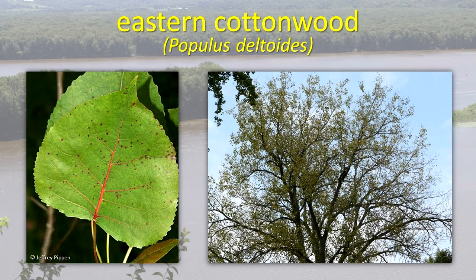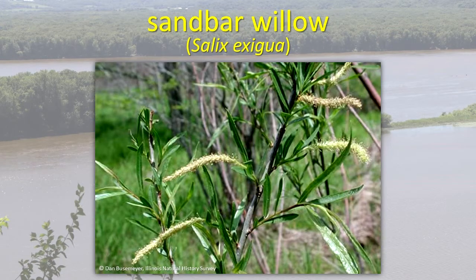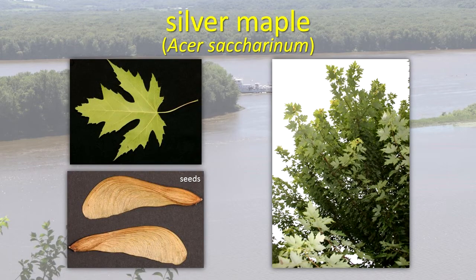Eastern cottonwood trees can grow to 100 feet tall. When they are young, the bark is smooth and gray, and as they age, it becomes furrowed. The leaves are triangular in shape, and the seeds have cottony fibers attached to them to help with wind dispersal. Sandbar willow is much shorter, only reaching 25 feet tall. These trees have long, narrow leaves with widely spaced teeth. The bark is gray, furrowed, and broken into rough scales. Silver maple can grow to 100 feet tall. The underside of the leaf has a silvery appearance, and each leaf has 5 deep lobes that are each toothed and pointed at the tip.